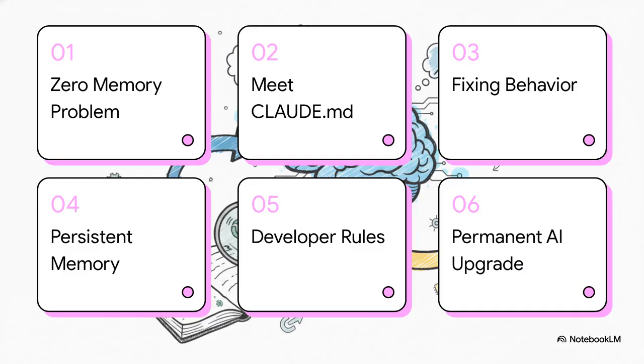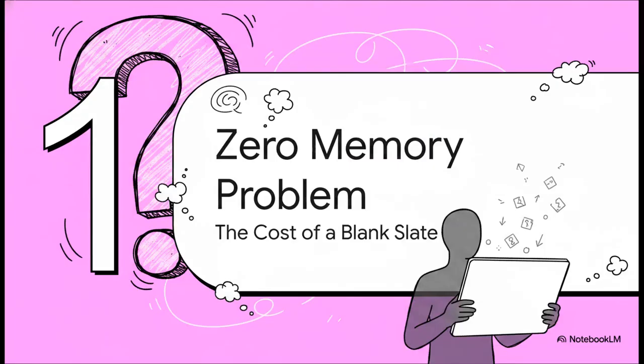All right, so here is our roadmap to completely upgrading your AI experience today. We're going to cover: 1. The zero memory problem. 2. Meet your CLAUDE.md. 3. Fixing communication and behavior. 4. Context and persistent memory. 5. The developer rules. And finally, number 6, a permanent AI upgrade. Okay, let's jump right into section 1, the zero memory problem.